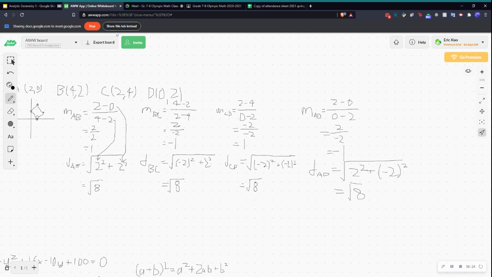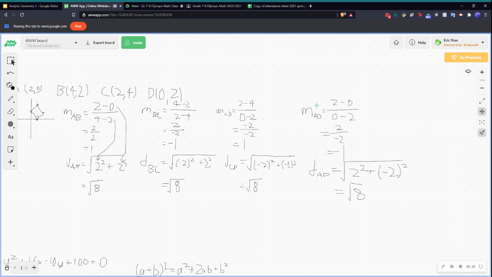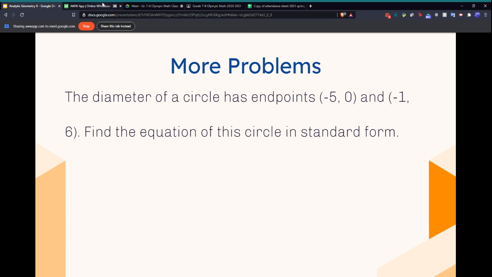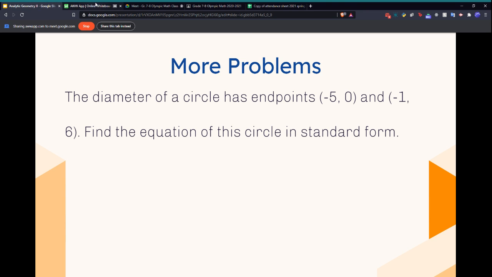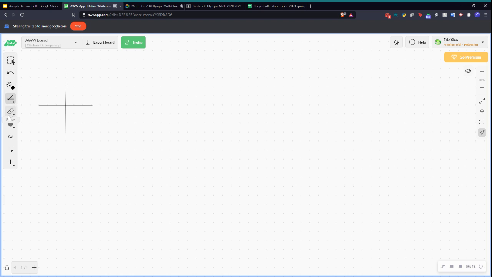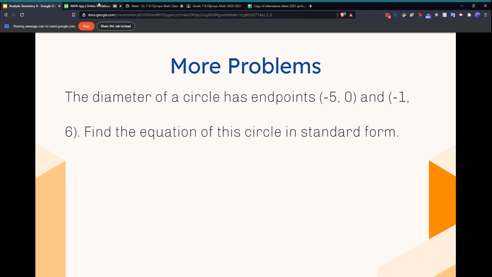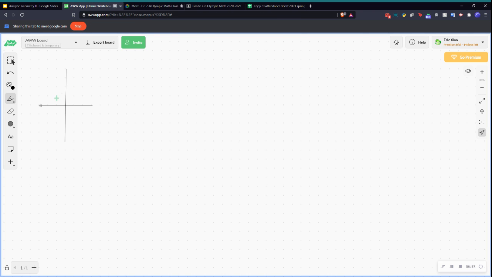All right, well, let's take a look. Let's get some space. All right, let's draw out the graph. It's always helpful in these kinds of problems to draw it out visually. Right, so point -5, 0. This would be around here. And we also have point -1, 6. We're just estimating this would be around here. So this is the diameter of a circle.